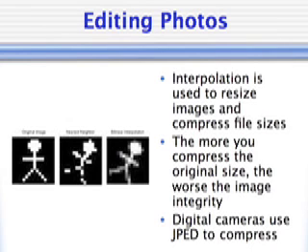Discarded pixels can result in warped images or make them appear blurry. The more you change the original size of a photograph, the worse the image integrity. Image compression in digital cameras uses JPEG and doesn't harm the visual appeal of most images.